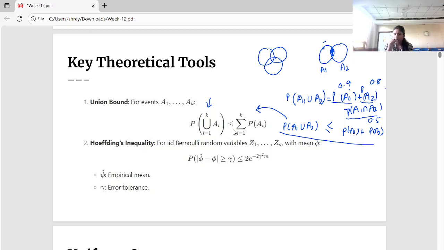Second is Hoeffding's inequality. So Hoeffding's inequality says, for IID, meaning identically and independently distributed. So let's understand this IID concept first. Identically and independently means, let's say you throw a dice, right? So there are 6 outcomes, 1, 2, 3, 4, 5, 6. So it means all the outcomes have the same probability, no outcome is biased. So it means that it is identical, right? So identical means all the outcomes have the same probability.